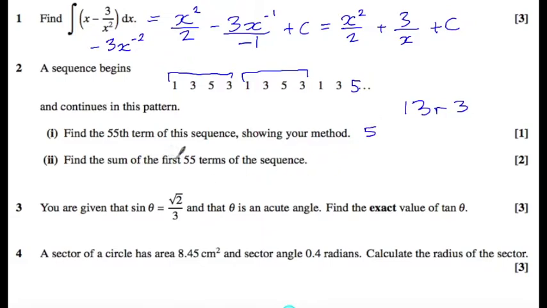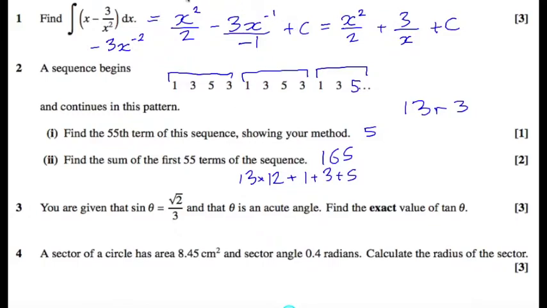Then the sum of the first 55 terms. Well, we've got 1 3 5 3 repeating 13 times. So that's 1 plus 3 plus 5 plus 3 is 12, I want to say. I'm in a C2 exam, so I'm going to check. Yep. Times by 13 will give us the first 52 terms, and then we've got to add on 1, 3 and 5, and that will take us up to 165. So that was doing 13 times 12 plus 1 plus 3 plus 5.